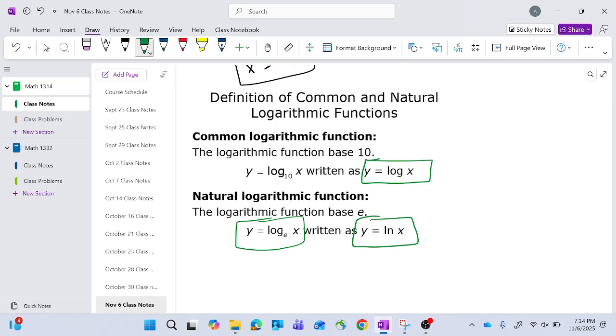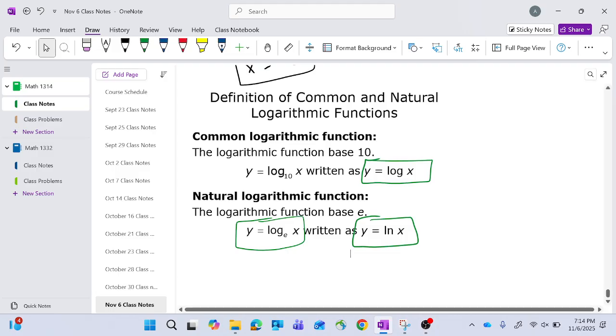Yes, e is like 2.71 something. It's actually used pretty much every day. You just don't realize it. It's used a lot in interest and all that kind of stuff, natural growth, all that kind of stuff. So math is useful sometimes.